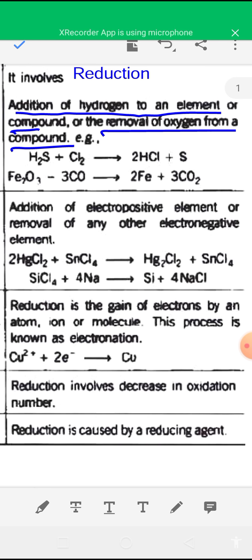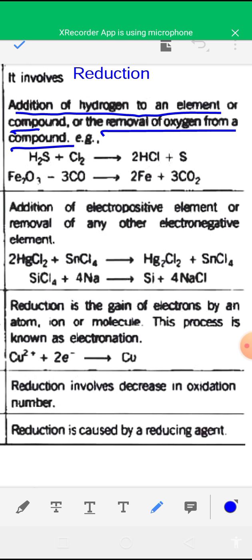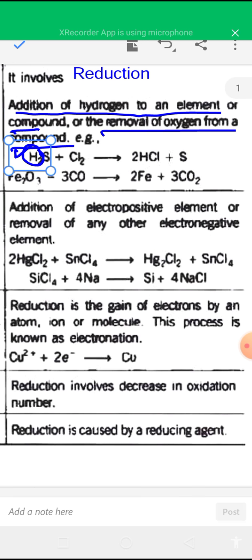For example, when hydrogen sulfide, H2S, reacts with chlorine, it gives 2HCl, hydrochloric acid, plus S, sulfur. In this reaction, removal of hydrogen takes place from H2S. So this is a reduction reaction.